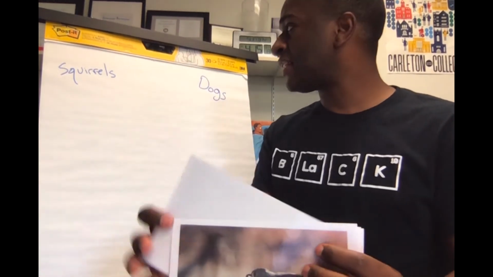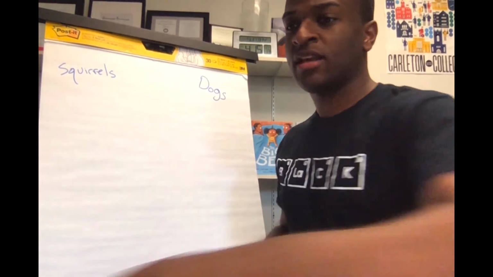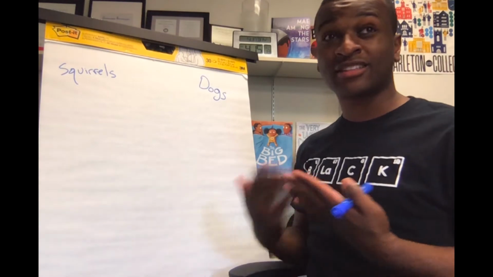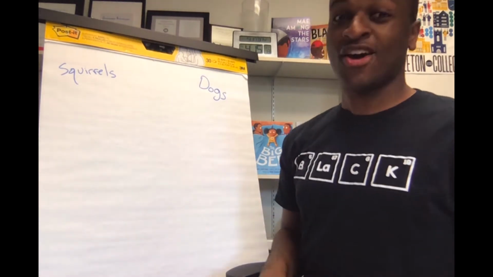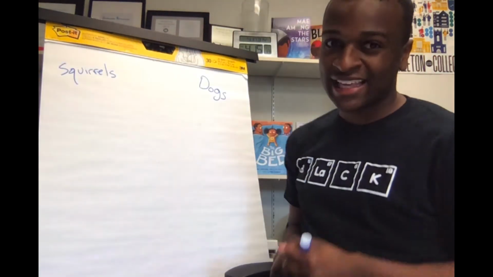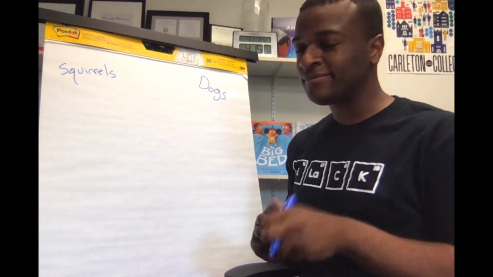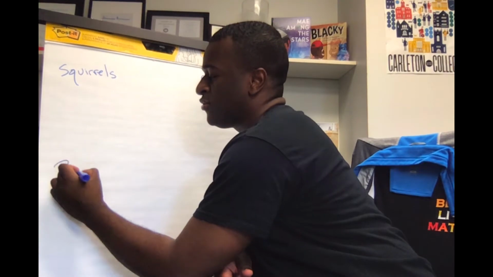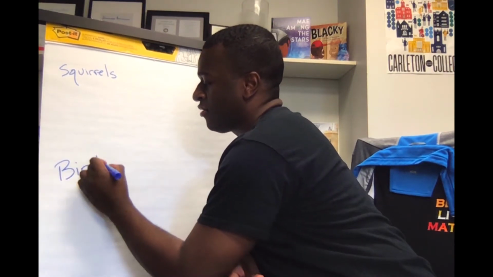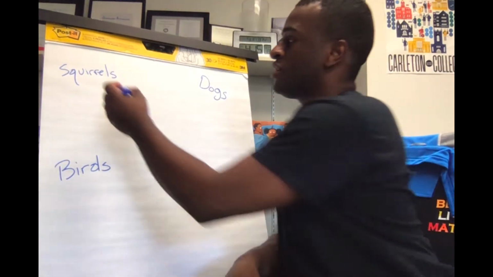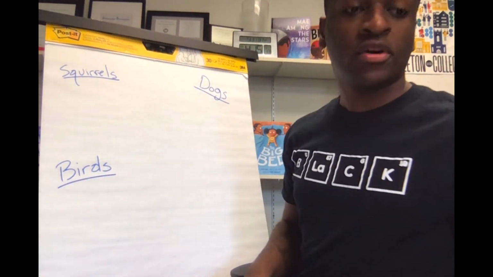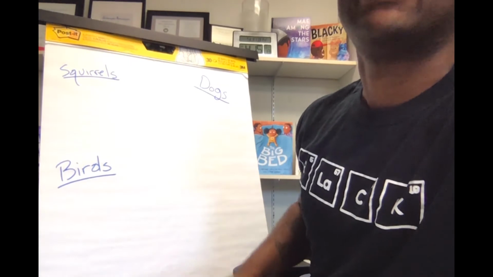I think we could add another animal to our list here. We have squirrels, we have dogs, but there's a lot of animals. There's a specific animal that's in the trees all the time. Anybody know what animal that is? If you said birds, then you are right. Birds. So we got squirrels, we got dogs, we got birds. We're going to continue to add to this list. But let's take a moment to think about it.